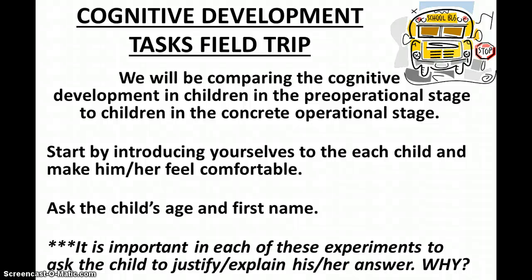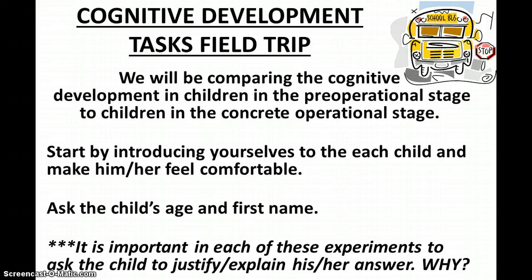So I thought it would be helpful to give you a step-by-step breakdown of what we will be doing on our field trip. We will be visiting, hopefully, a kindergarten and a third grade classroom, although that could vary. What will happen is you'll have 3 to 4 students in a group, and each group will meet with one child at a time.